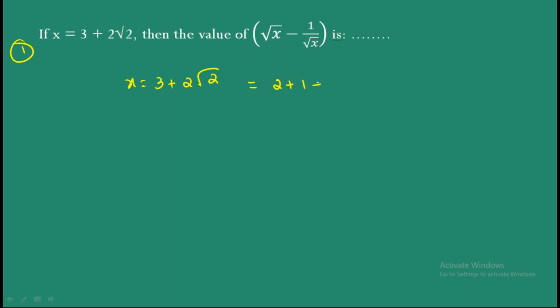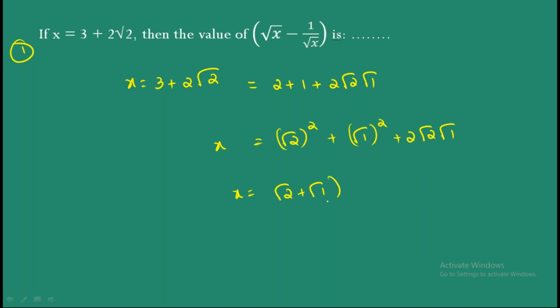This is 2ab. What you can write first of all, by practice you can get the idea, 3 as 2 plus 1. This root 2 can be written as root 2 into root 1. So then I will write that 2 as root 2 whole square, 1 as root 1 whole square. Now if you observe a square plus b square plus 2ab, we can write x as (root 2 plus root 1) whole square. Obviously root x is nothing but root 2 plus root 1, or we can say root 2 plus 1. That's one point, you know the root x value.